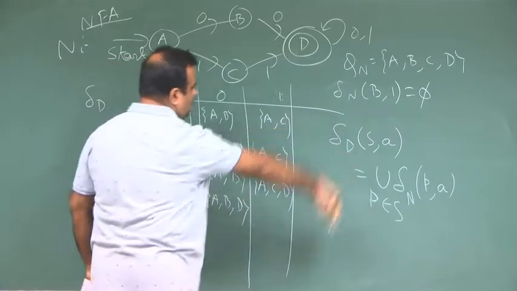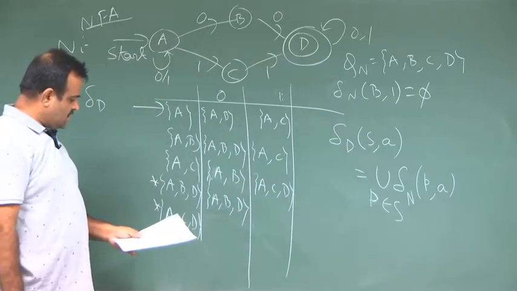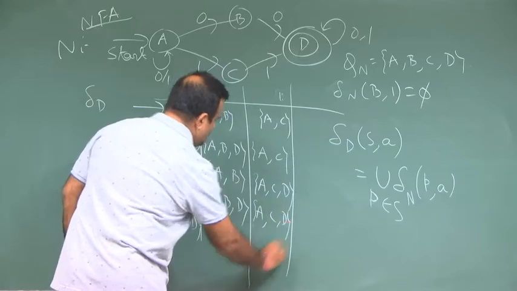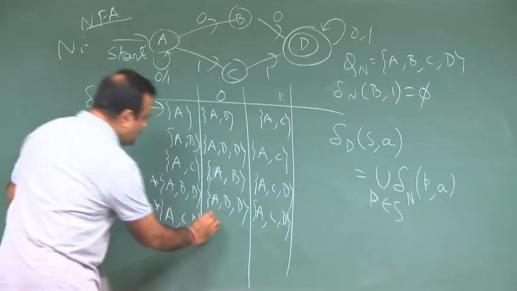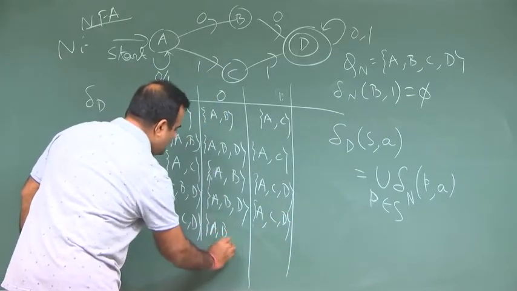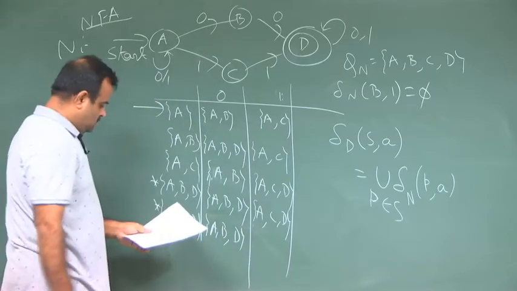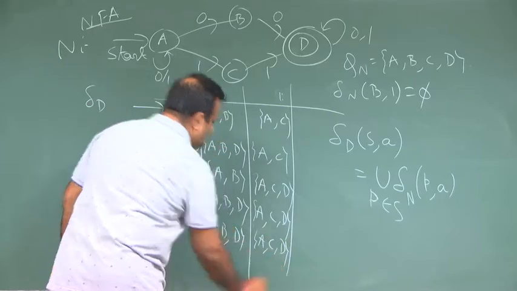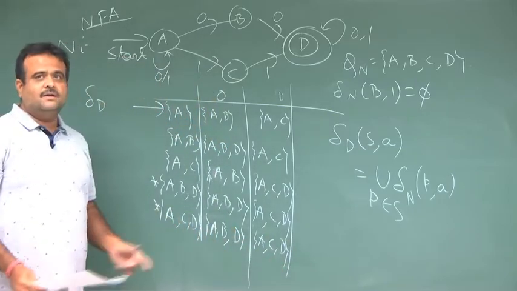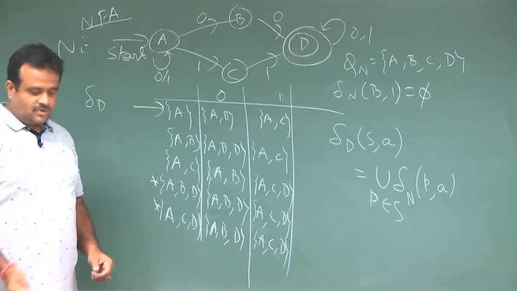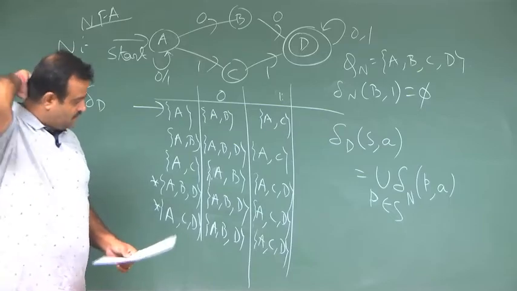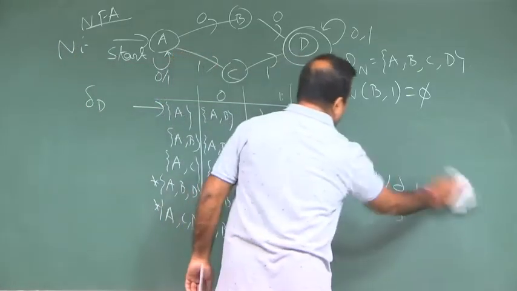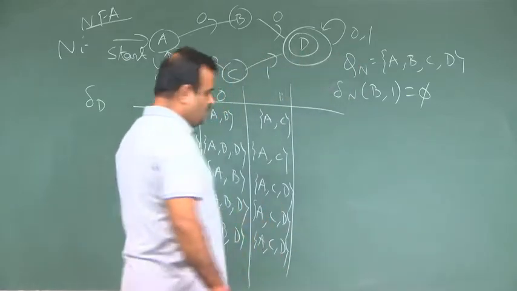So, we are using this formula to get this. Similarly, this will be ACD, and this will be again ABD, and this will be again ACD. So, this is the transition rule of the corresponding DFA. If you construct this DFA, it will be like this. You have 5 states.